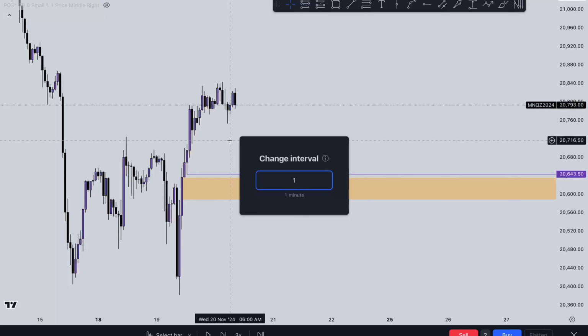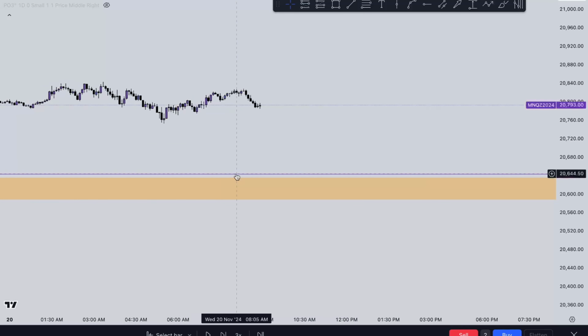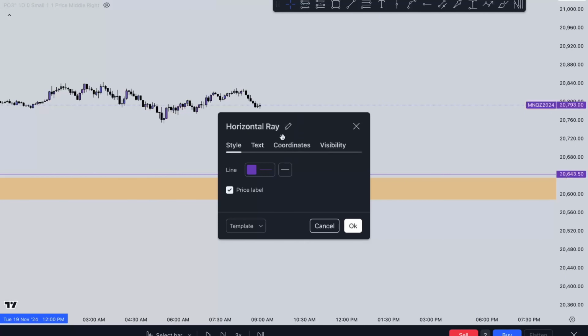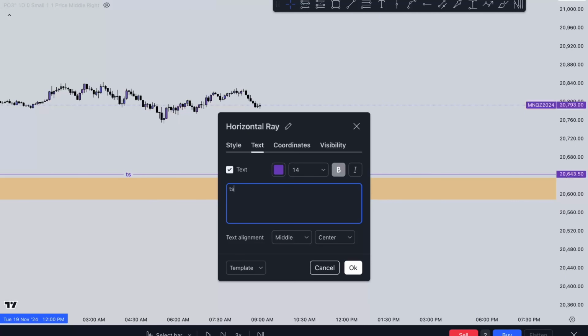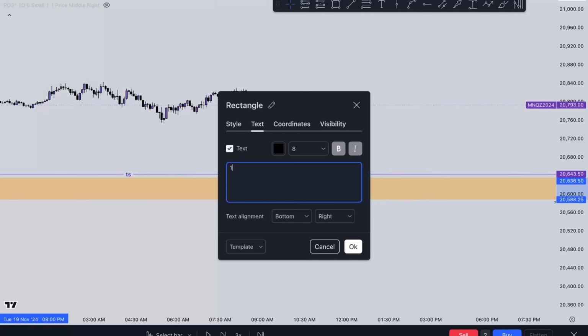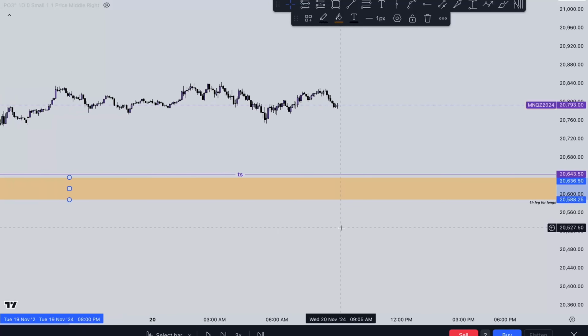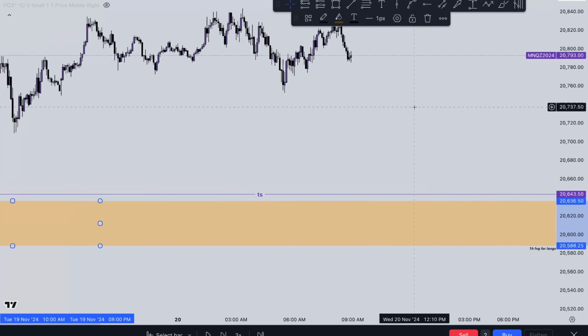So we'll go down to a 5-minute time frame. This is the turtle soup level, and this is a 1 hour fair value gap for longs. Okay, that's what's important, that this fair value gap is for going long. So if we want to go long, we have to respect that.